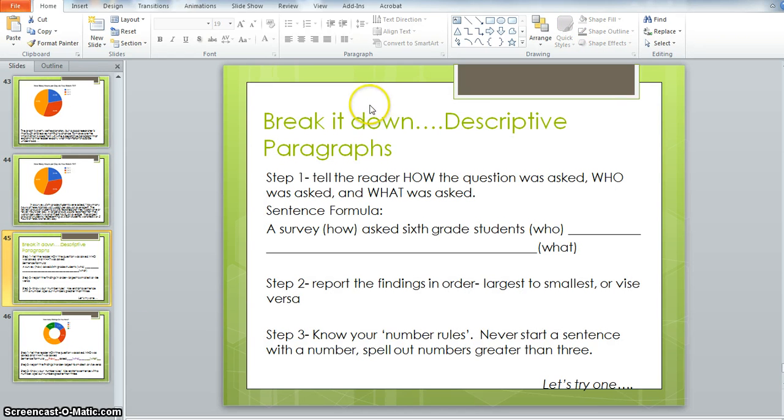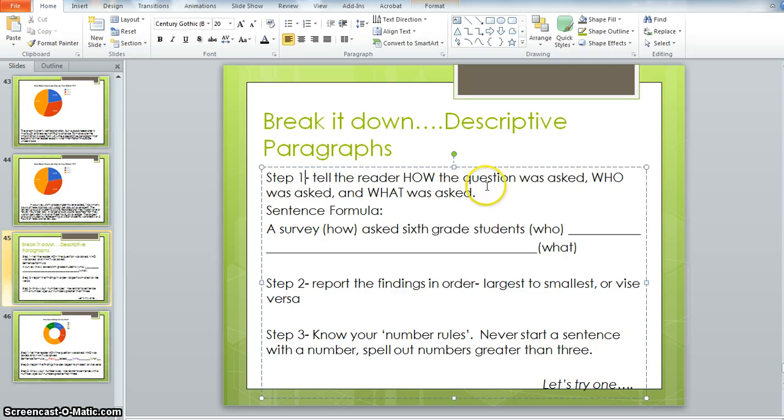So to break it down into your descriptive paragraph, here's the actual formula. Step 1, tell the reader how the question was asked, as in by a survey. Next, you tell them who was asked, as in 6th graders. And then you tell them what was asked, and that's the question. So a survey, how, asked 6th grade students, who, and then what. Then you finish that sentence with whatever you asked. Then your step 2, you report your findings in order. You can either go largest to smallest, or you can go smallest to largest. It doesn't matter, but when you write that paragraph, it needs to make sense.